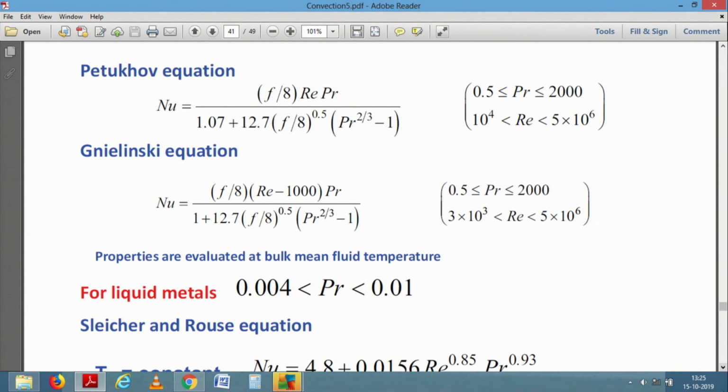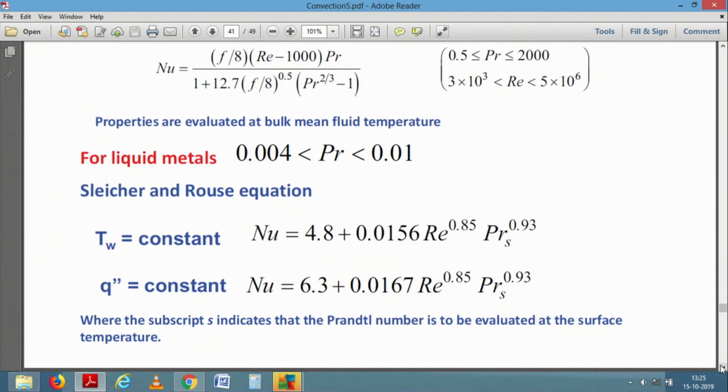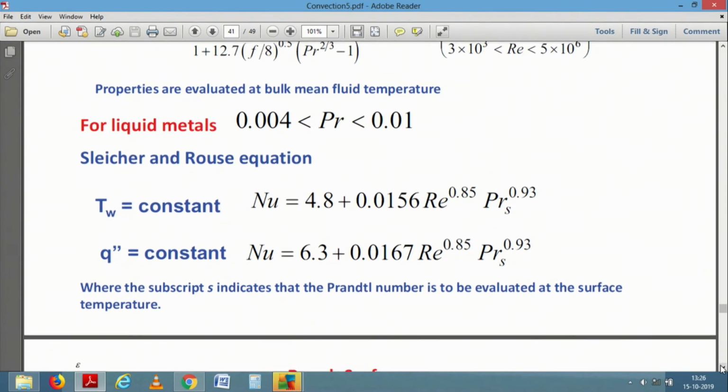If you are talking of liquid metals whose Prandtl number is very small, Pr less than 0.01, you have two correlations here for constant wall heat flux and constant wall temperature case. Nusselt number is obviously greater for the constant wall heat flux case, and Pr subscript s is there, where s denotes that the Prandtl number needs to be evaluated at the surface or the wall temperature.